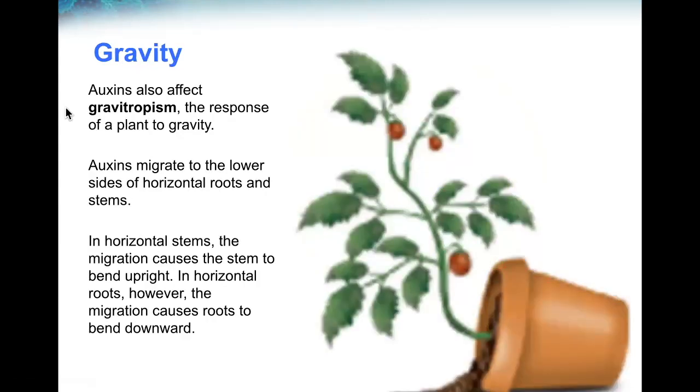Auxins also affect gravitropism, the response of a plant to gravity. Auxins migrate to the lower sides of horizontal roots and stems. In horizontal stems, the migration causes the stems to bend upright. In horizontal roots, however, the migration causes roots to bend downward.